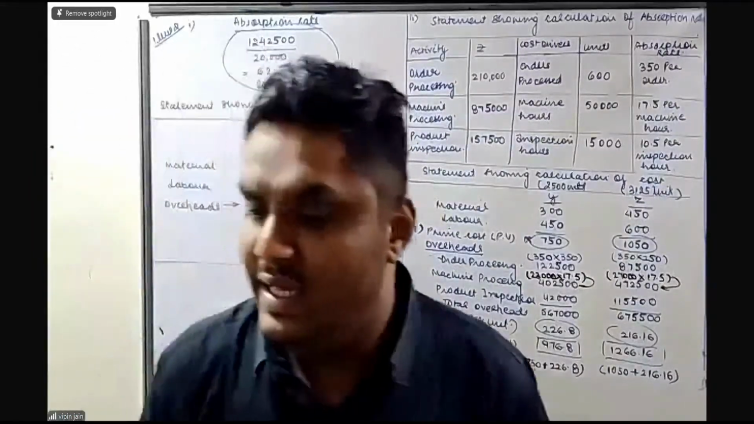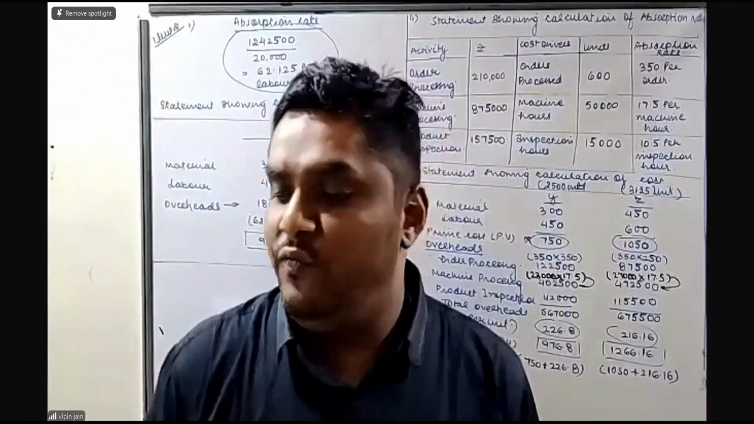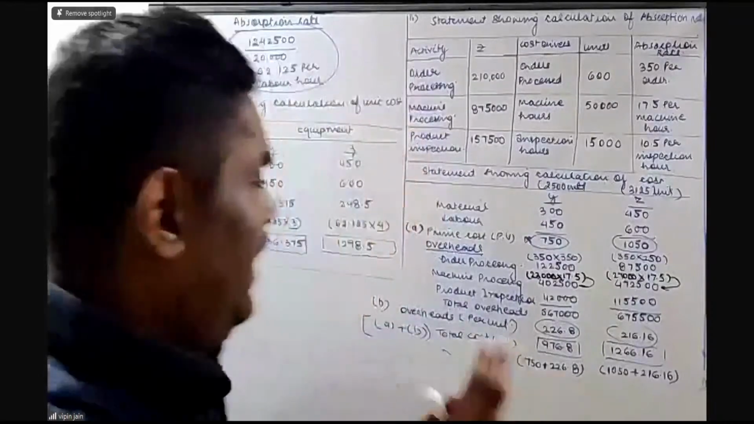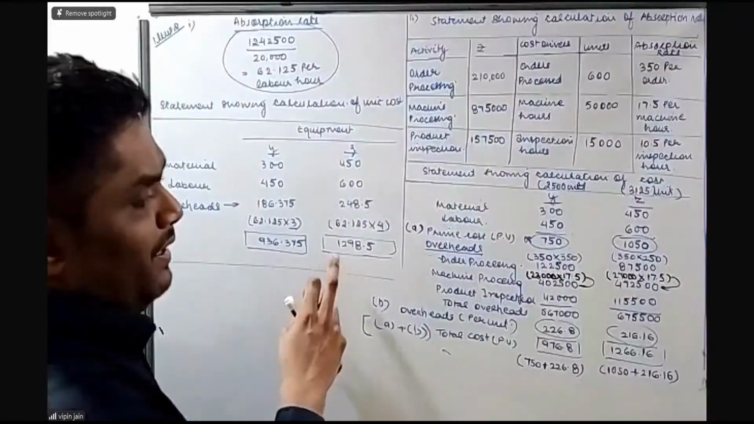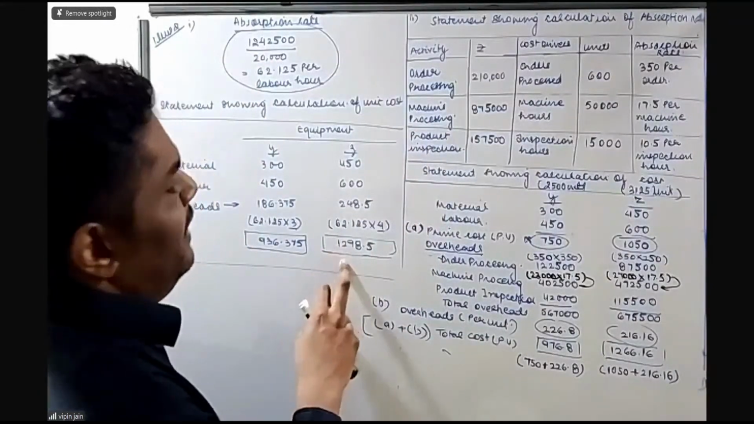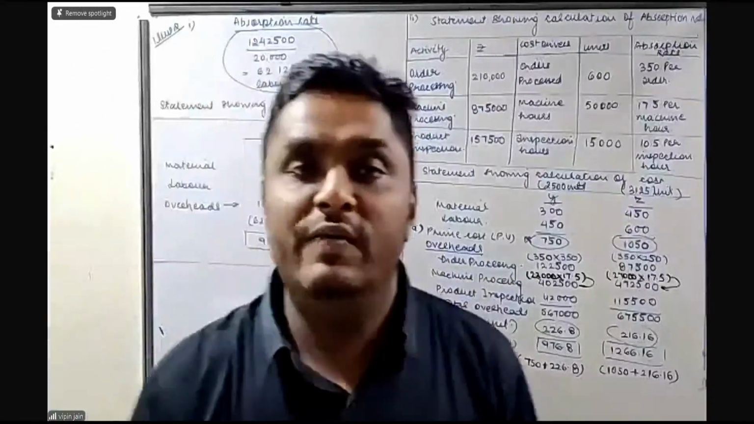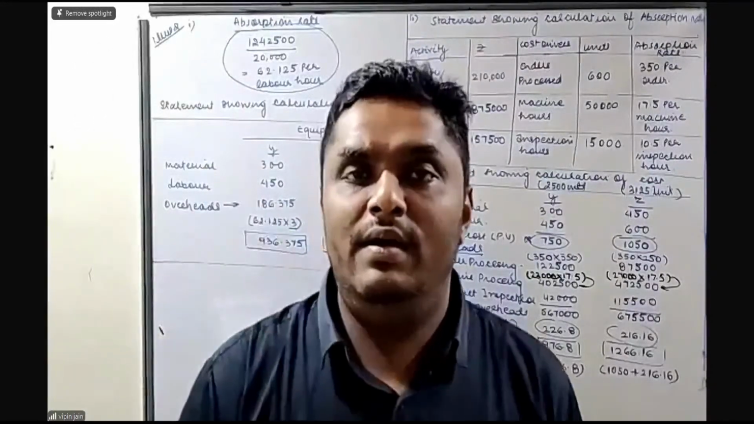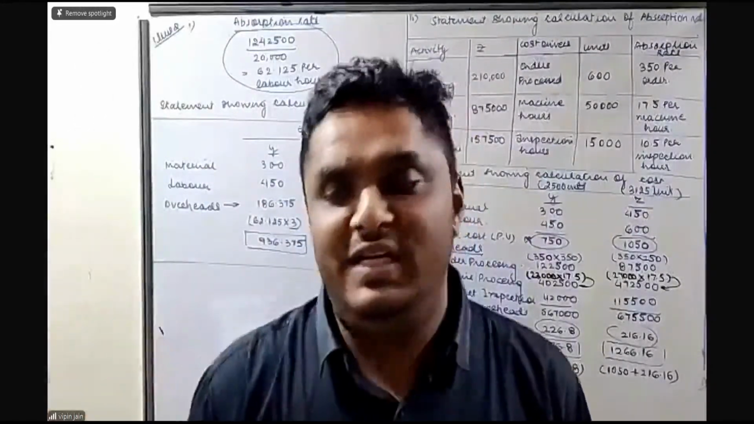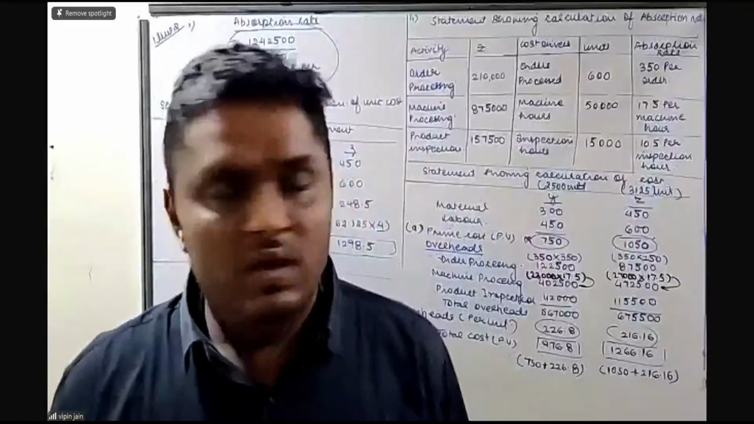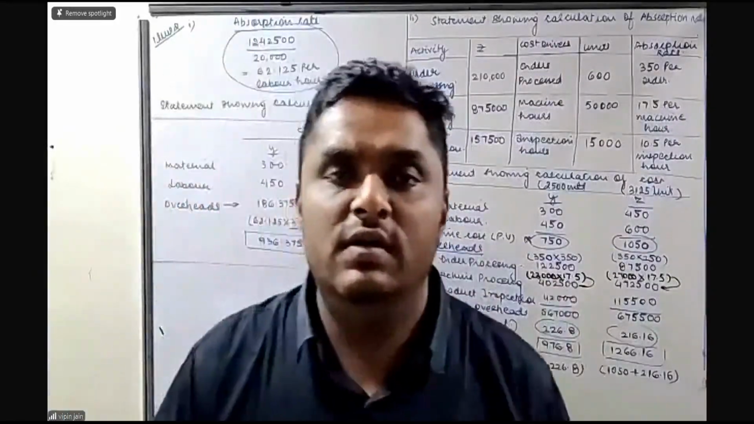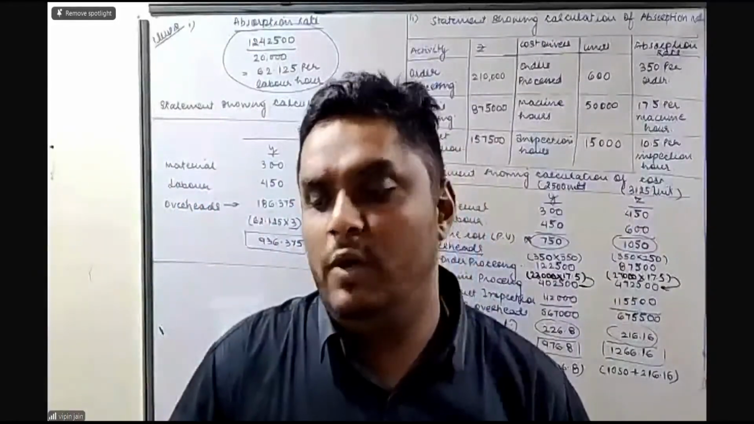So we can say there is a cost distortion of 40.42 negative. And when talking about product Z, the cost is more in case of absorption costing. So we can say the cost distortion is on the positive side. So it's only the difference of the cost. You have to take base as absorption costing only.